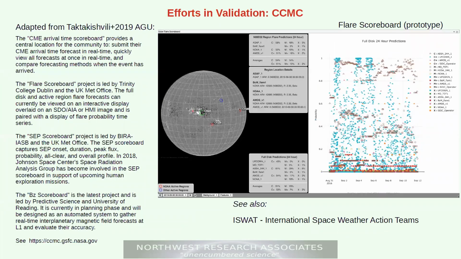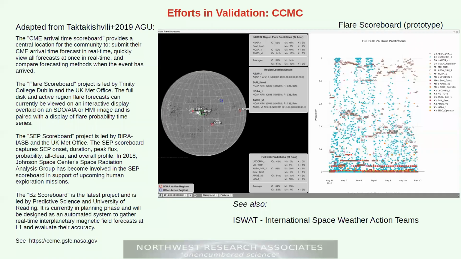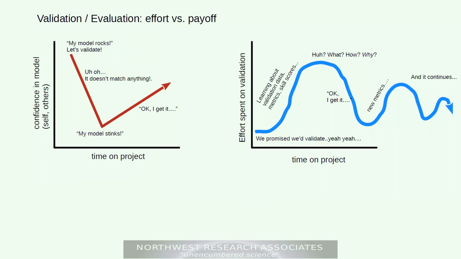I do want to give a shout out to the CCMC, the Community Coordinated Modeling Center. They are starting to put a lot of effort into validation. I'm not going to go through this, but these are some scoreboard examples. This is one snapshot from a flare forecasting scoreboard, and then a CME arrival scoreboard. One thing you can see here is it's a day-by-day yes-no probability from different groups. It's not a summary of how well groups are working over, say, the last couple of years. So: validation, evaluation, effort, and payoff.